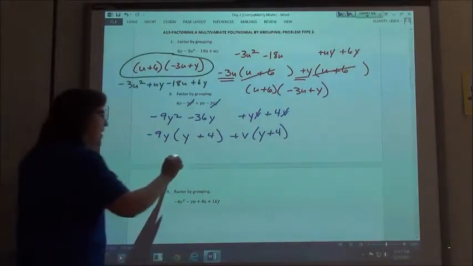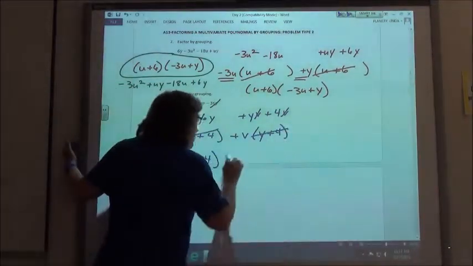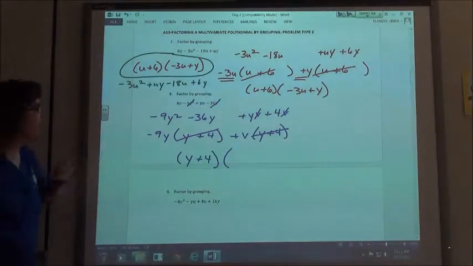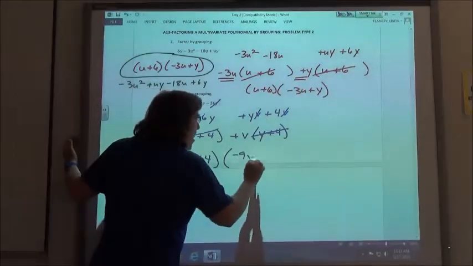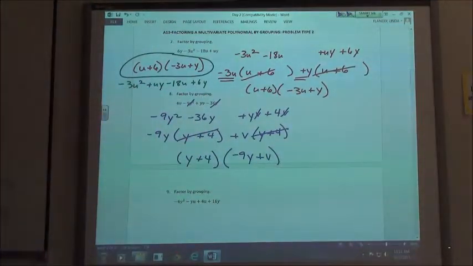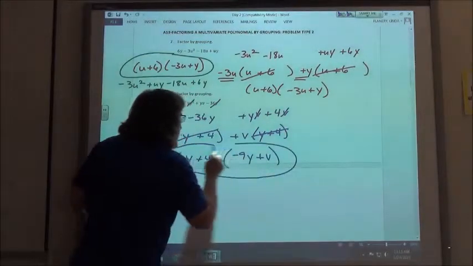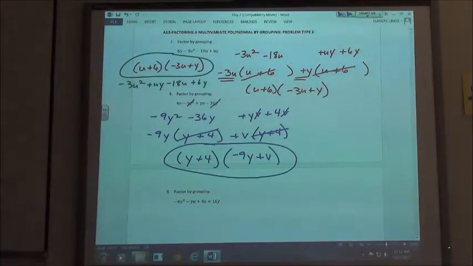So my common factor here is the y plus 4. If I take that out of each of my terms, my other factor is going to be the negative 9y and the plus v that were out in front of each of those factors. And so y plus 4 times negative 9y plus v is going to be my answer.